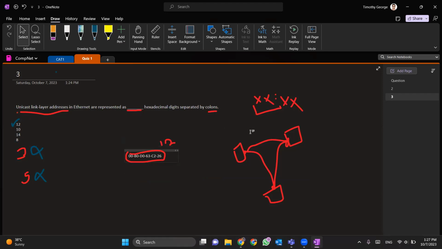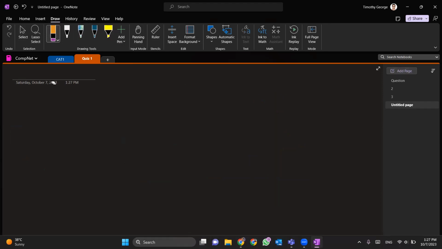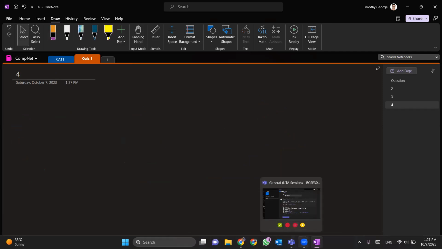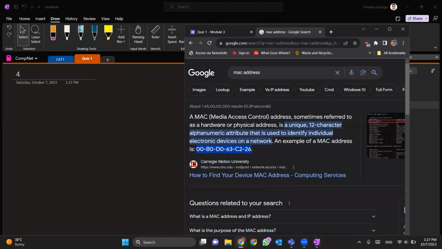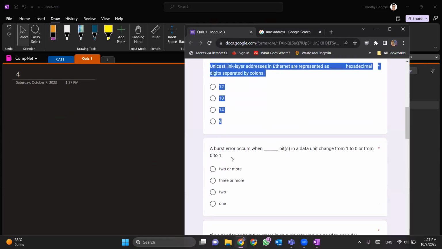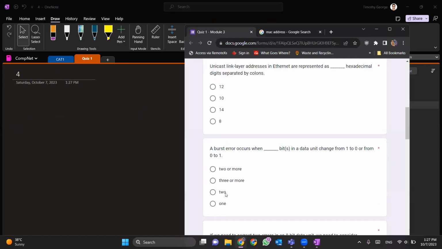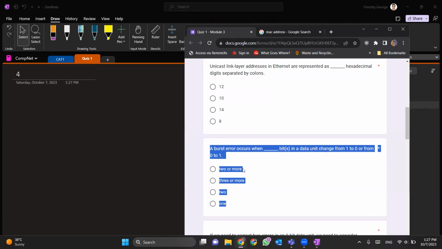Okay. So next question. Question 4. A burst error occurs when dash number of bits in a data unit change from 0 to 1 or from 1 to 0.